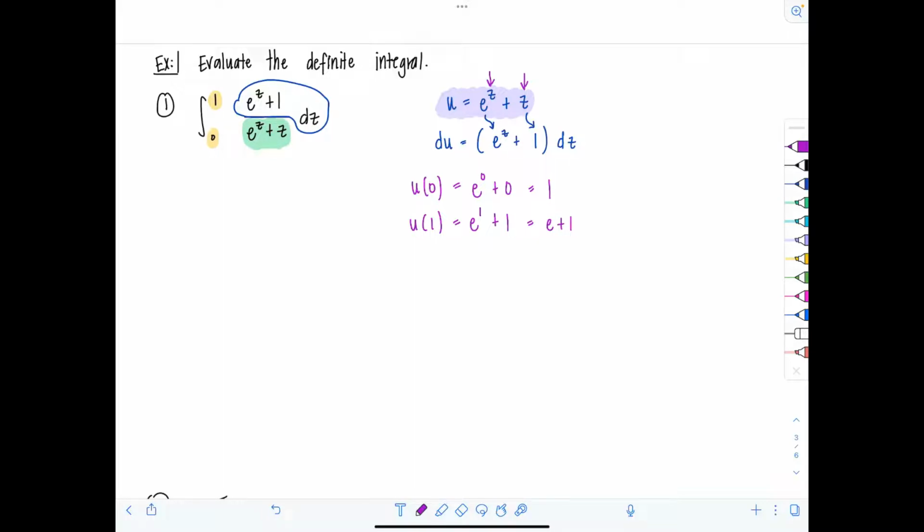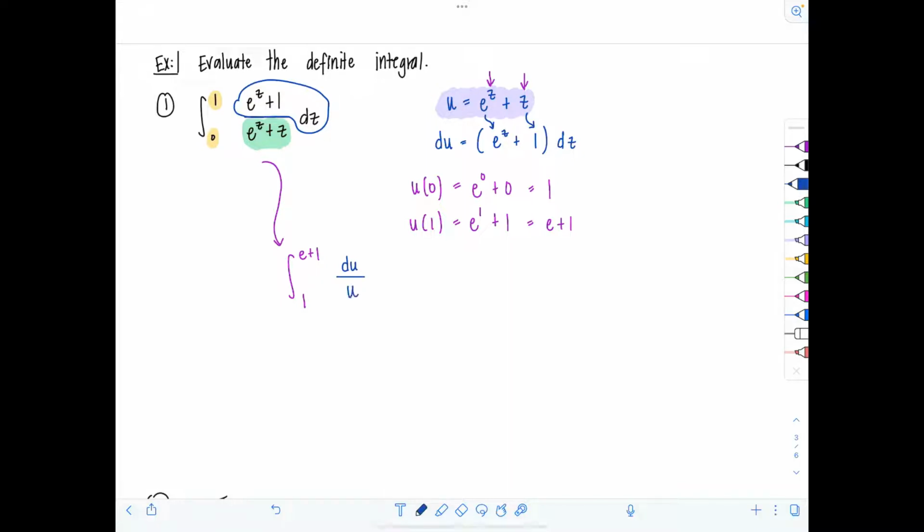All right, good. It looks like we're ready to switch everything and rewrite our integral in terms of u. So now we have a definite integral. Limits are going to be from 1 to e plus 1. This e to the z plus 1 dz, that's just my du. Okay, love it. Over e to the z plus z down here, that's highlighted, that's u.